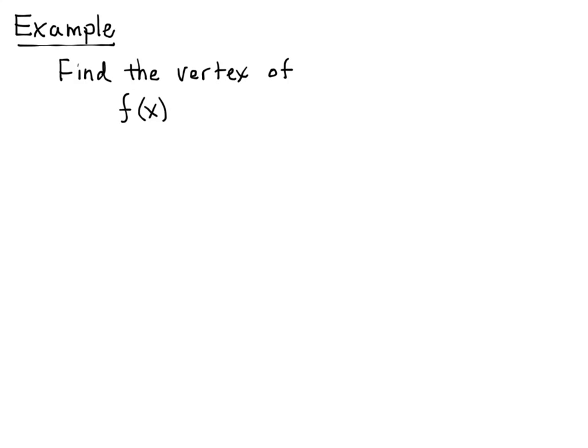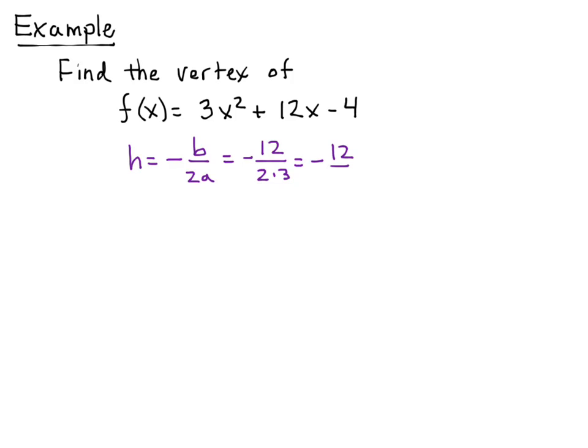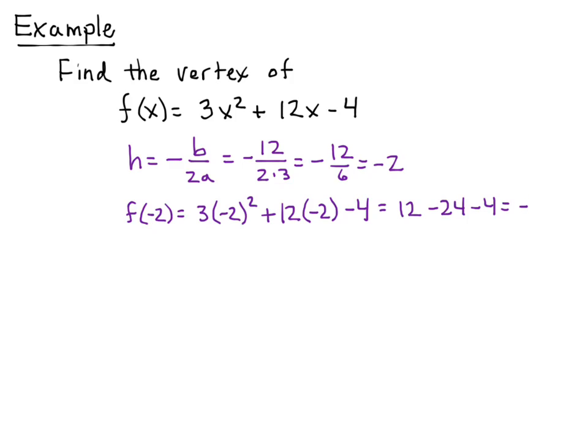Find the vertex of this function. All right, so the first thing I'm going to do is take minus b over 2a, and that is negative 12 over 6, which is negative 2, so that's my axis of symmetry. And then I'll stick that negative 2 back into my function, and I can evaluate that to be 12 minus 24 minus 4 is negative 16. So my vertex is going to be at negative 2 and negative 16.